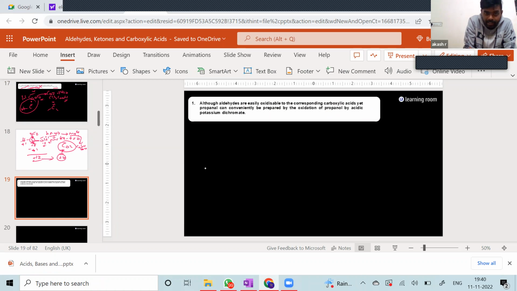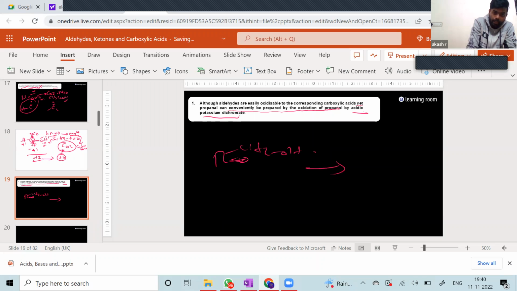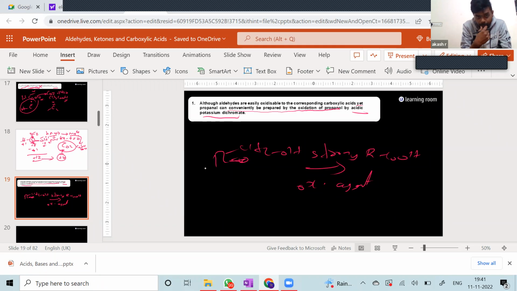Although aldehydes are easily oxidizable to the corresponding carboxylic acids, yet propanal can conveniently be prepared by the oxidation of propanol by acidified potassium dichromate. Basically, if I have any RCH2OH, that is, any primary alcohol, and a strong oxidizing agent, that is going to give me RCOOH. Potassium dichromate is actually an oxidizing agent, but here it is going to stop at propanal.